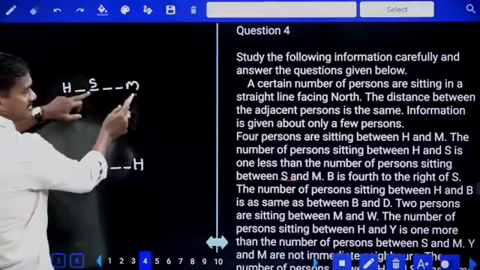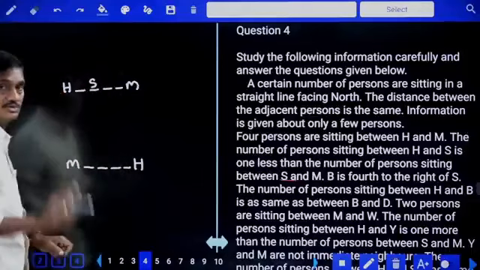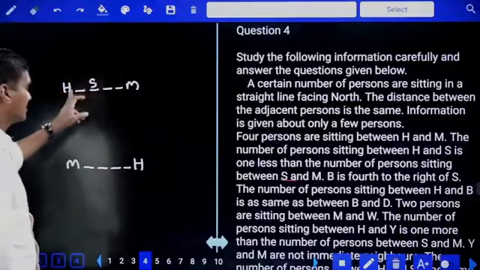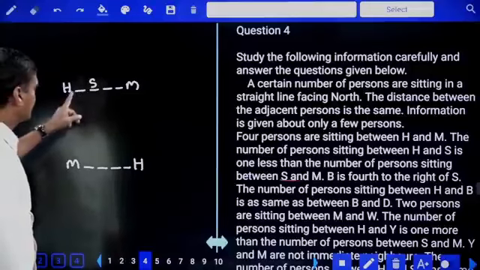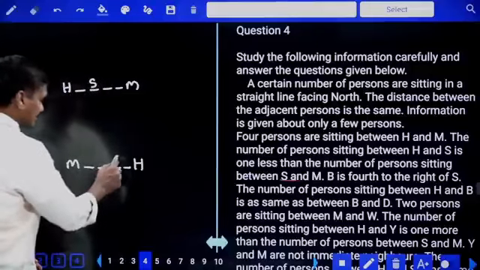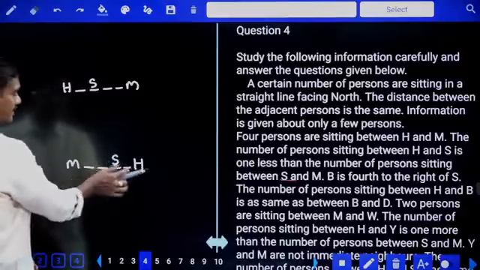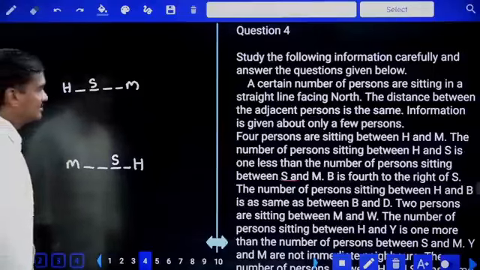Between S and M there are two persons, and the persons between H and S are one fewer than the persons between S and M. Here 2 members, here 1 member. Done. Hence H and S has 1 person. Now H and S: the number of persons between H and S is 1. Number of persons between S and M is 2, 1 lesser. And B is 4 to the right of S.